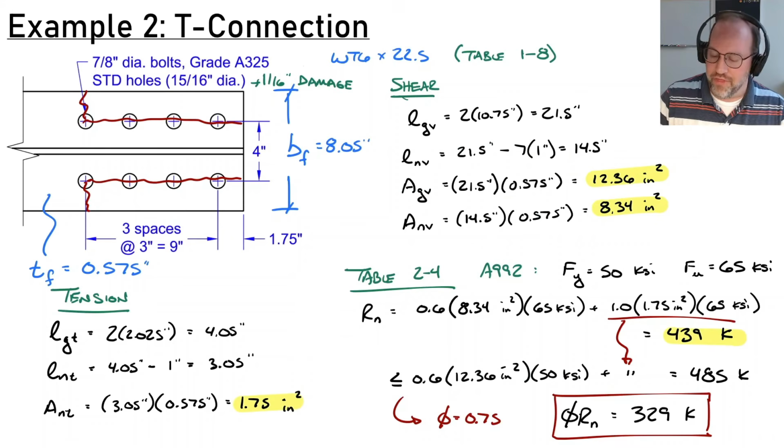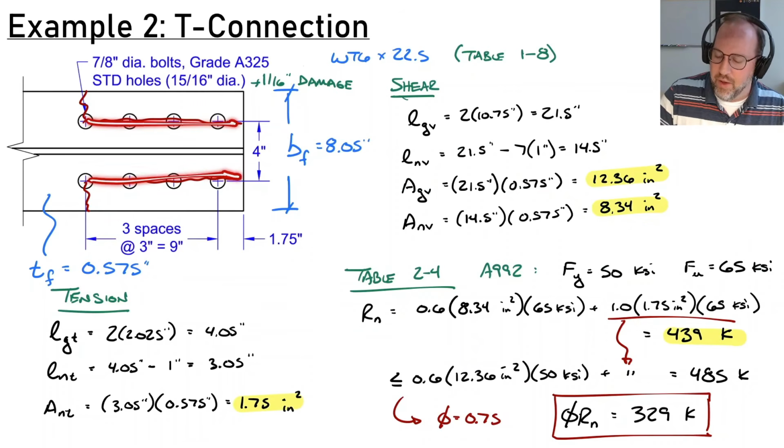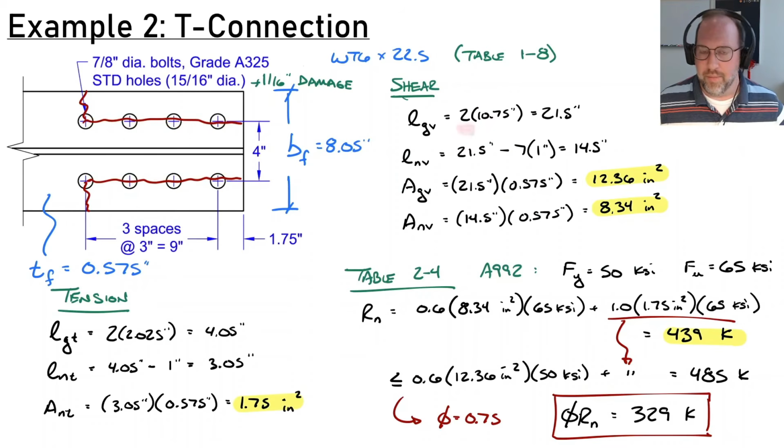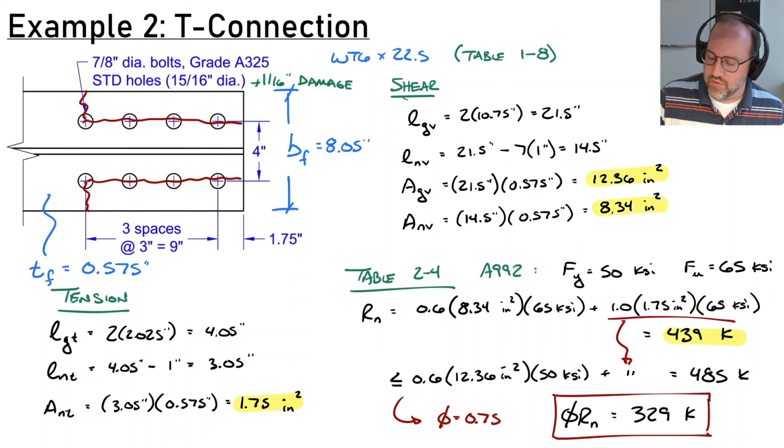Multiply those by the thickness. In this case, we just literally multiply it by 0.575. That's all we need to do, because this plate is obviously 0.575 inches thick. And I'm already accounting for the fact that there's 2 paths here in my length. So I'm not going to multiply it by 2 again. I've already done that right here. So that gets us a gross and a net shear area. So now we can move on to tension.